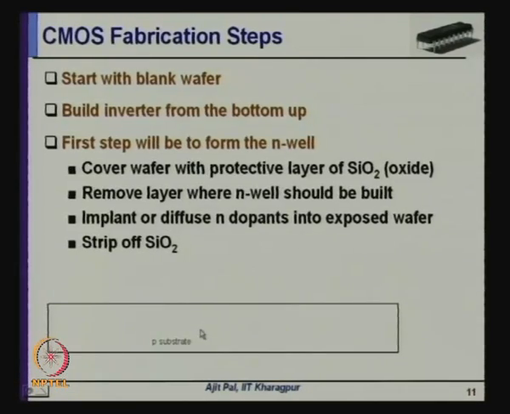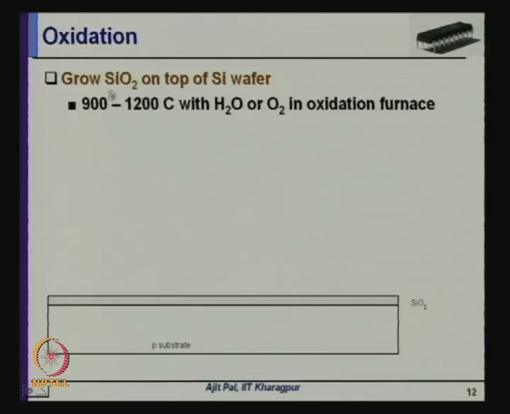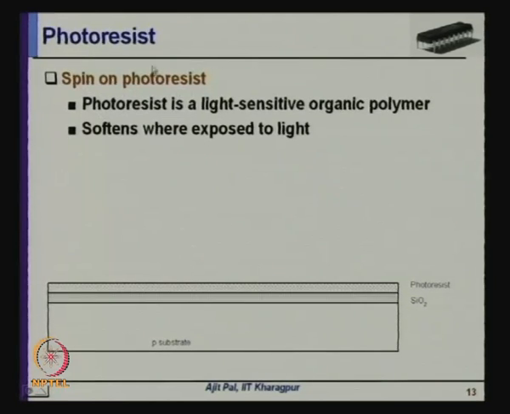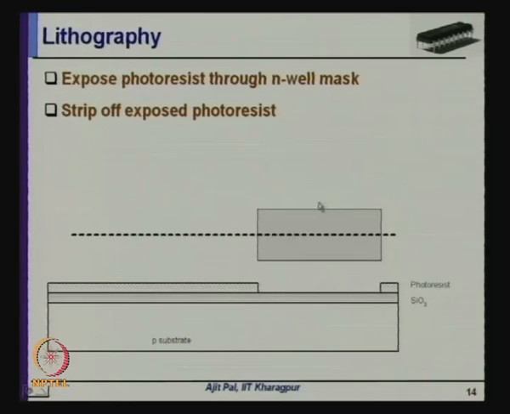So, you can see you are starting with substrate, then you are growing silicon dioxide on top of the silicon wafer. How it is being done? At 900 to 1200 degree centigrade, it is heated with either water vapor or oxygen in the oxidation furnace, as I have already told. And after that, you do the photolithographic process, that means you deposit photographic emulsion, photoresist, on top of the silicon dioxide, and then it is spread uniformly by spinning it at a little high speed. Then you expose it to light with the help of a mask.